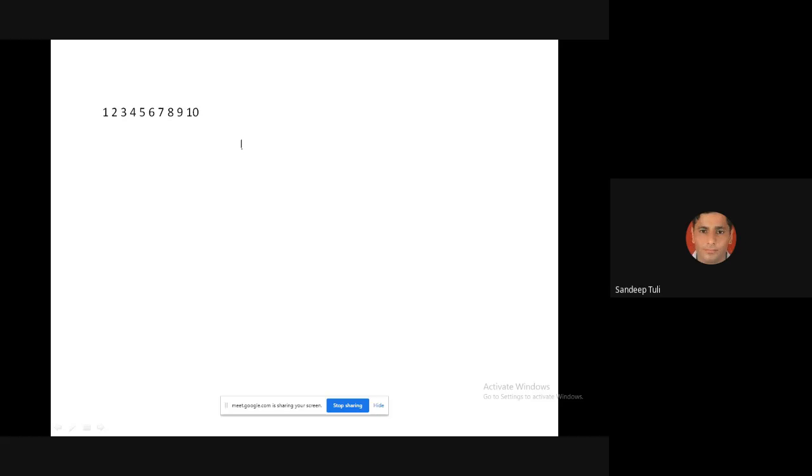Then 2. Where will 2 come? In the right-hand side part. Right of 1, then 3 right of 2, then 4 right of 3, 5, 6, and so on. In this way, the tree will be created. Yes or no? This will be right-skewed only. Yes.